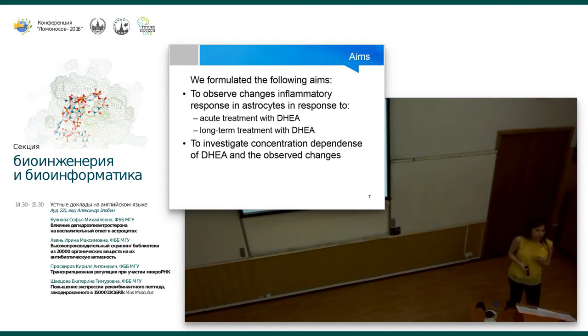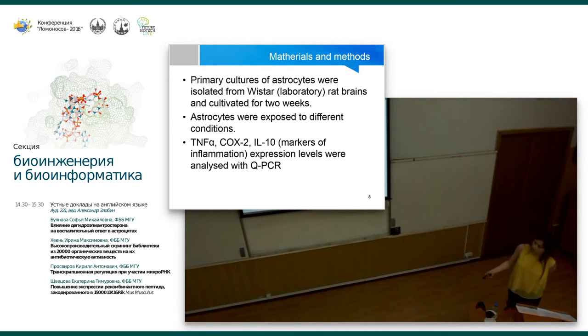To investigate the missing part of the hypothesized scheme, we formulated the following aims: to observe changes in inflammatory response in astrocytes in response to acute treatment and long-term treatment with dehydroepiandrosterone, and to investigate the concentration dependence of dehydroepiandrosterone and the observed changes. To conduct the experiments, primary cultures of rat astrocytes were isolated from laboratory rats and cultivated for 2 weeks. Astrocytes were exposed to different conditions, and we used TNF-alpha, COX-2, and interleukin-10 expression levels as markers of inflammation. We analyzed them with quantitative PCR.